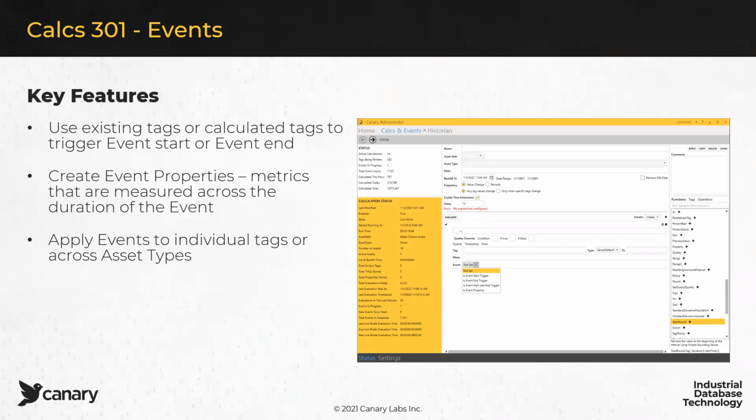You can also create event properties. And properties are simply metrics that are measured across the duration of the event. This can be things like analytics, statistical data, or other things that you'd like to measure. And you can apply these events to both individual tags or across asset types as they've been defined inside of your virtual views.